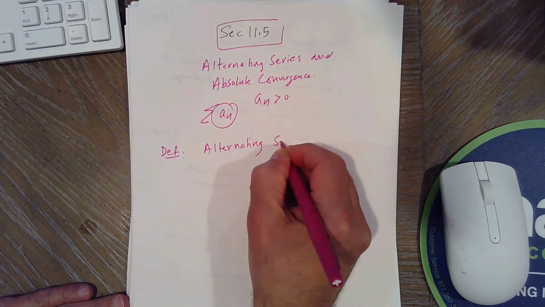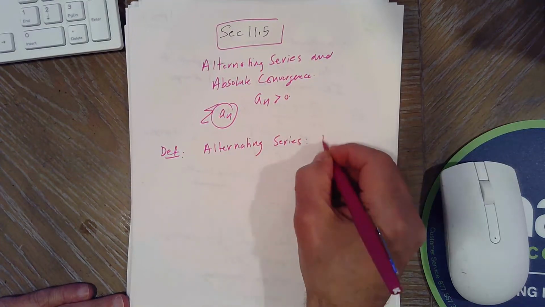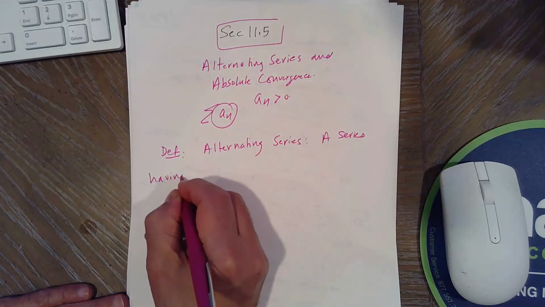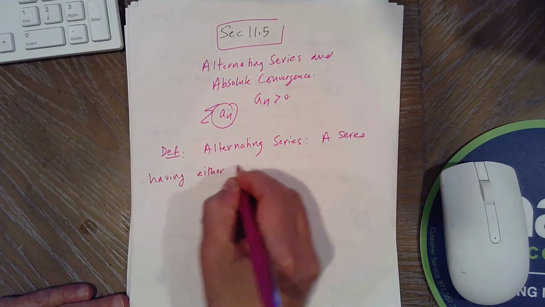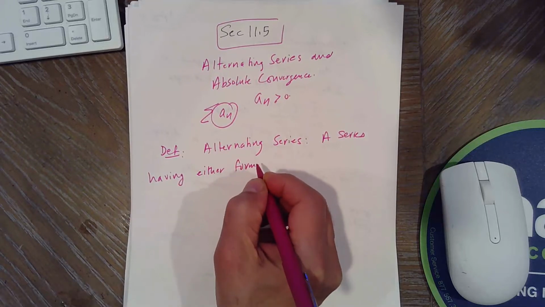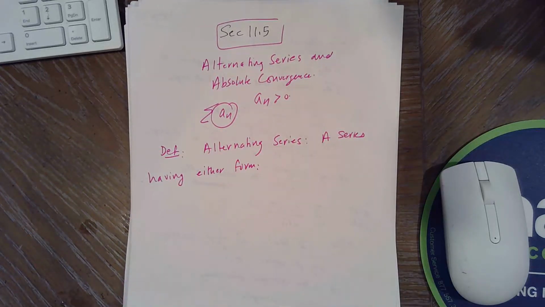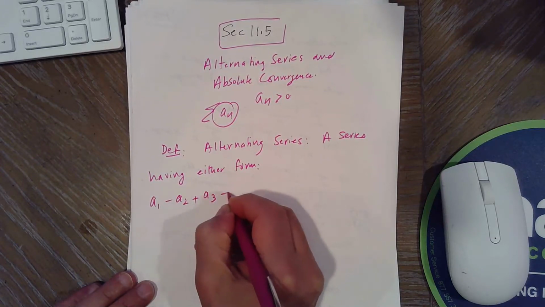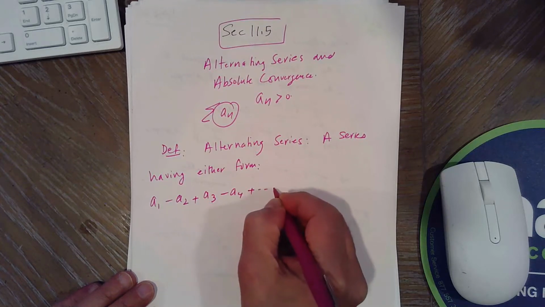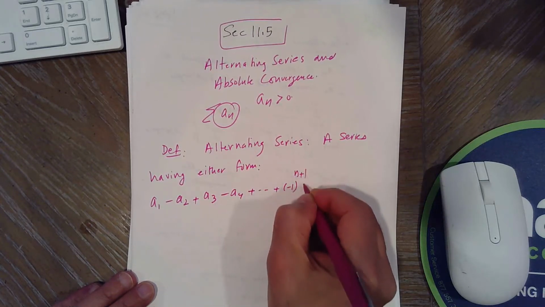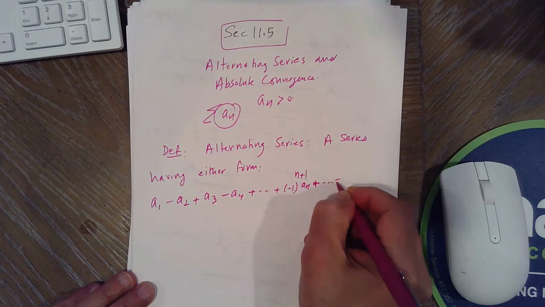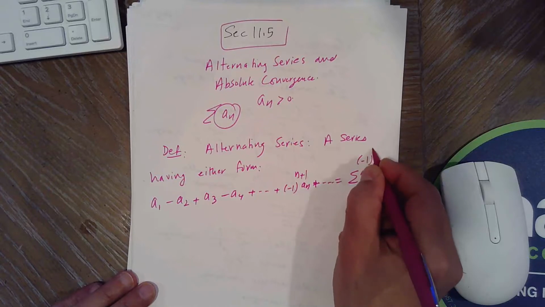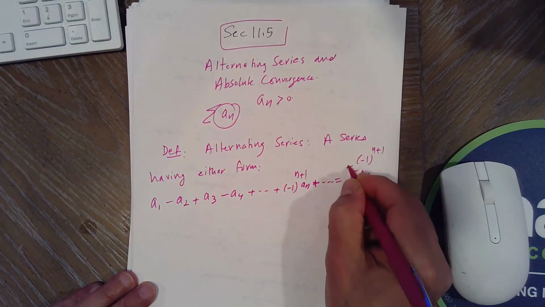What exactly is an alternating series? A series having either form. So when you say alternating, the signs alternate, plus minus, or minus plus minus plus. So if you have a1 minus a2 plus a3 minus a4 plus, which equals the sum of (-1)^(n+1) a_n, n equals 1 to infinity.